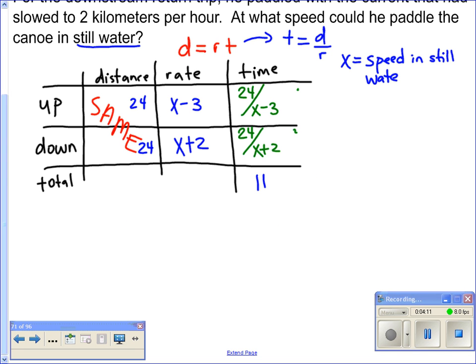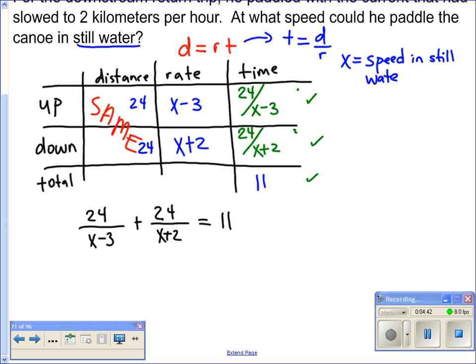Keep in mind that the distances are equal here, and keep in mind that you want to use the information on your chart. If you notice here, we have everything filled in this column. So what that means is that if we add those two times up, then we should get 11, and that's really going to be our equation. So you've got 24 over x minus 3 plus 24 over x plus 2 is going to be equal to 11.